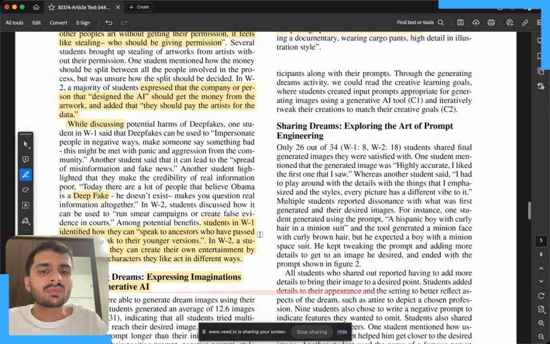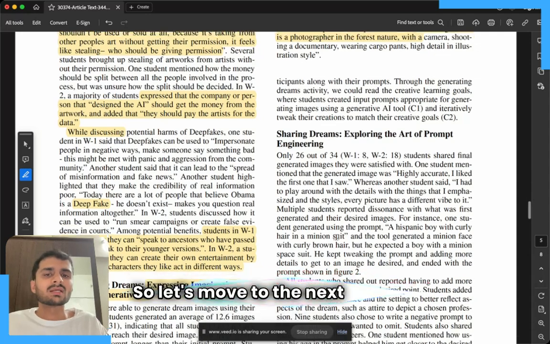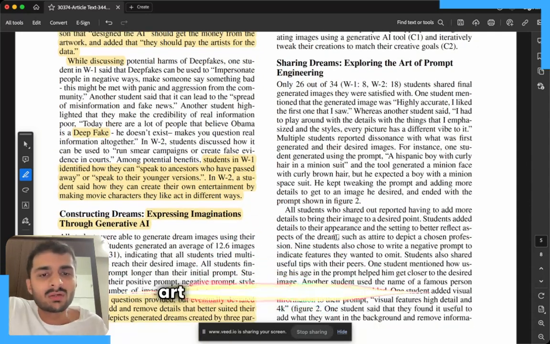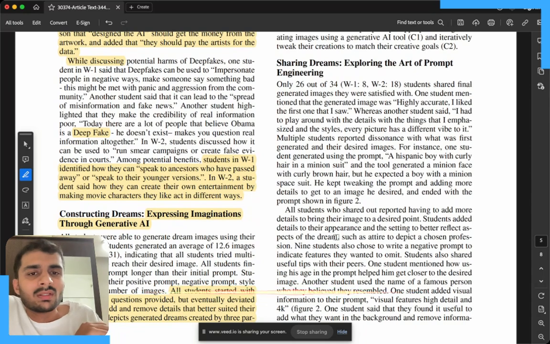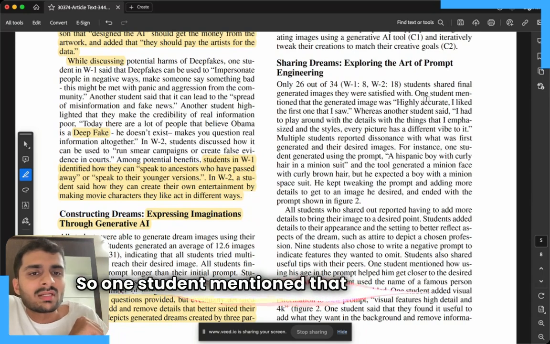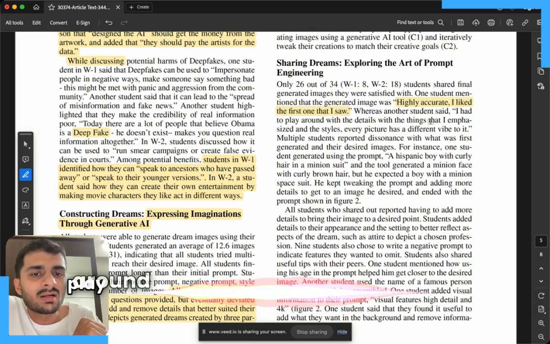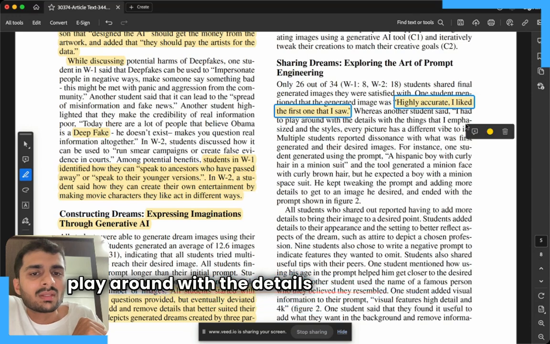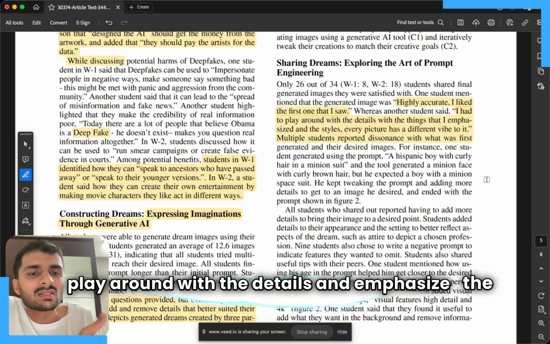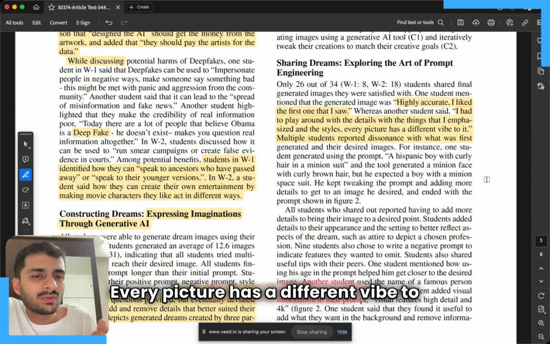Right. So let's move to the next section, sharing the dreams, exploring the art of prompt engineering. One student mentioned that the generated image was highly accurate, whereas another student said I had to play around with the details and emphasized the styles. Every picture has a different vibe to it.